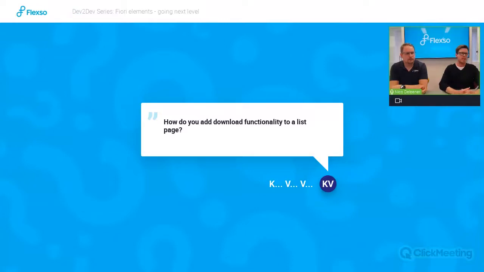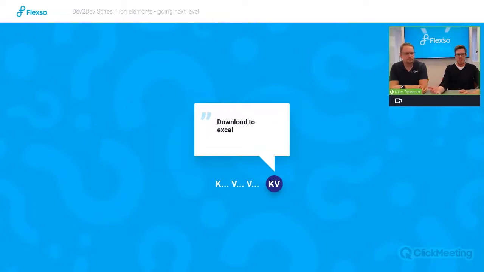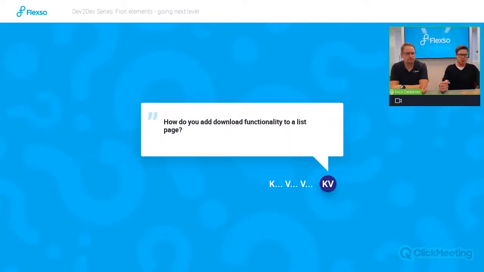How do you add download functionality to a list page? I guess they mean exporting to Excel, for example. Yeah, if it's the export to Excel, it's basically out-of-the-box functionality. In our application, we didn't highlight it, but you also have a button at the right side of the table with which you can download to Excel out of the box.